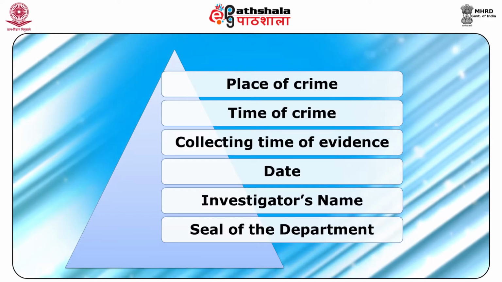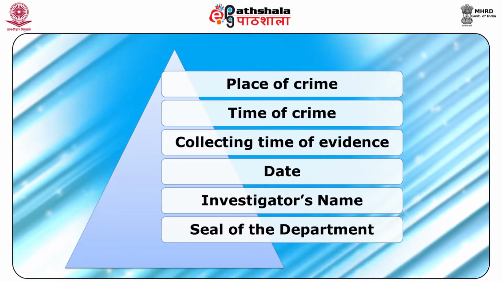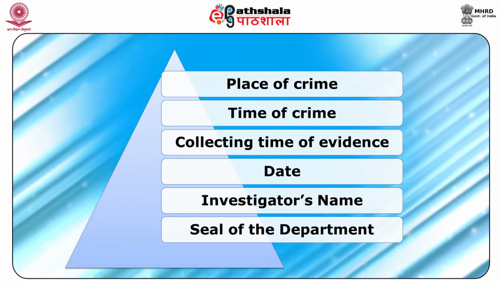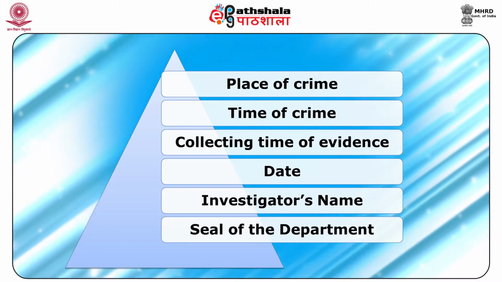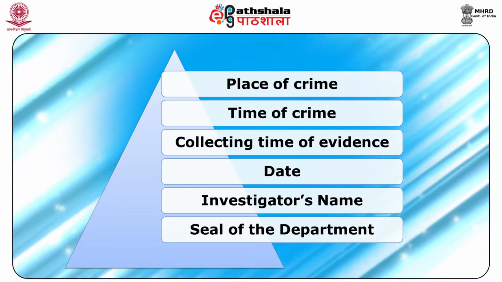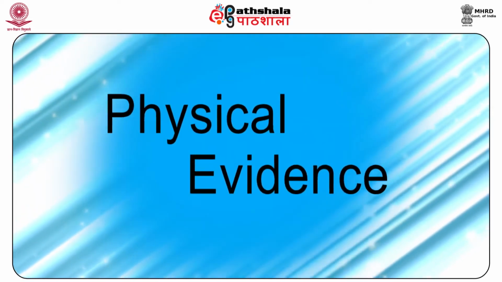The entire preserved sample is labeled with place of crime, time of crime, time of evidence collection, date, investigator's name, and the departmental seal for maintaining the chain of custody. Next, we have physical evidence.